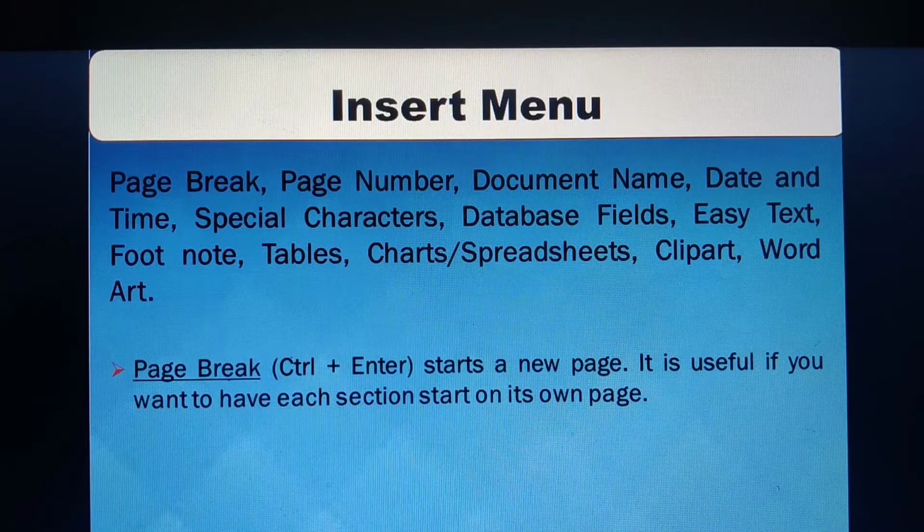Page break is nothing but it will allow you to start a new page at a given point of time. At any point of time, if you want the next content to appear on a very new page, or you want each section to start on a new page, then you can go for the page break. The shortcut key here is Control plus Enter. And page number, as I have already shown, you can go for an insert option. Under the insert menu, you have directly an option as page number, you can choose it.